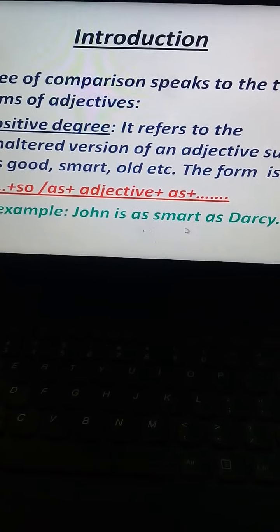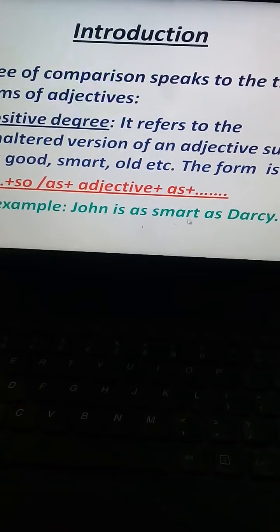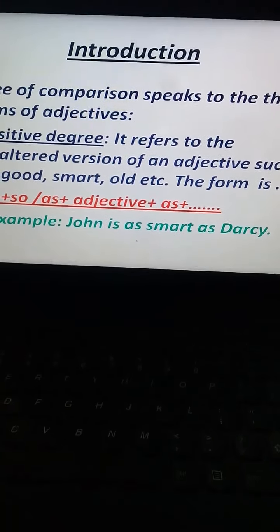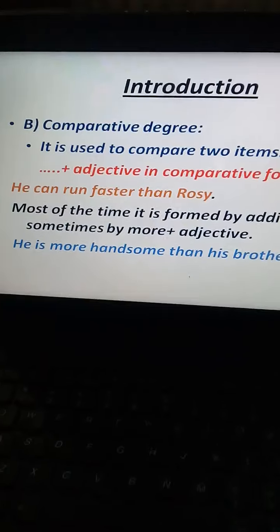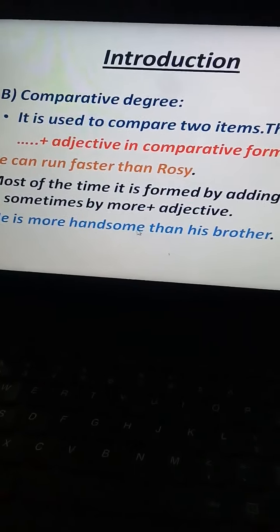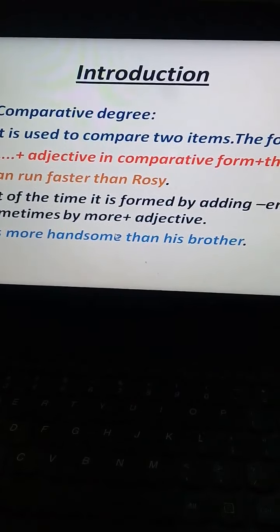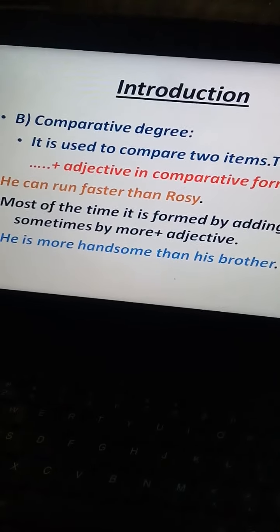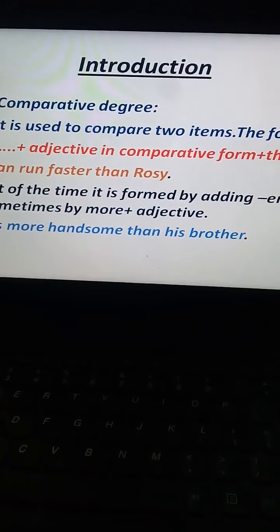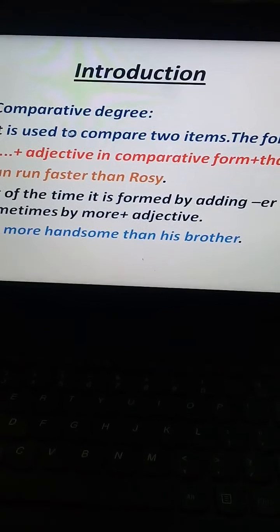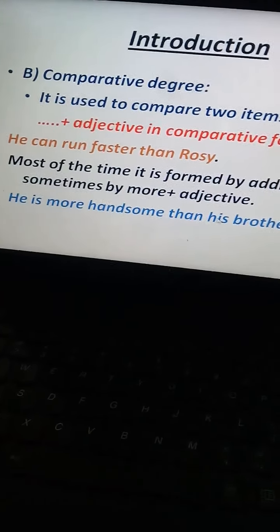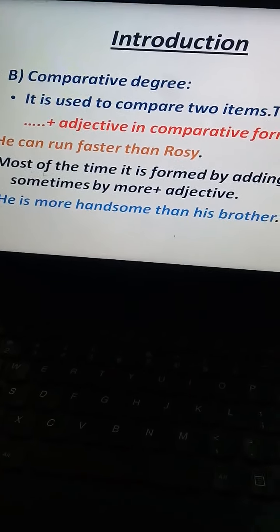Here smart is an adjective and this is the root word. We cannot add anything to it. This is the root adjective. Okay. Now the second category is the comparative degree. It is used to compare two items. It may be two persons, two things or two qualities. And the form of this degree is that you should write the adjective in comparative form, and after that, than. For example, he can run faster than Rosie.